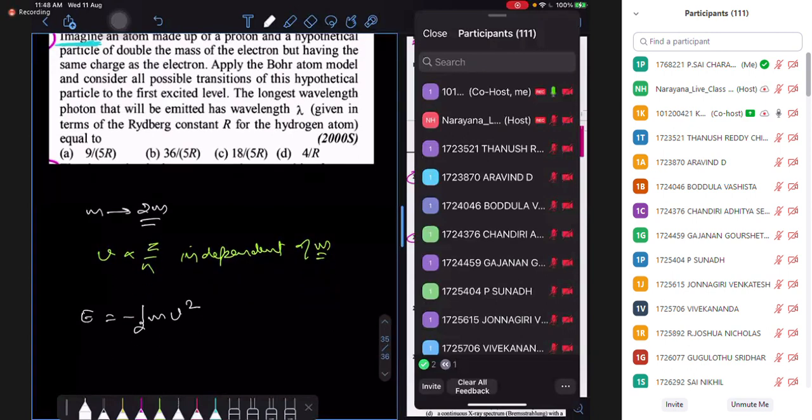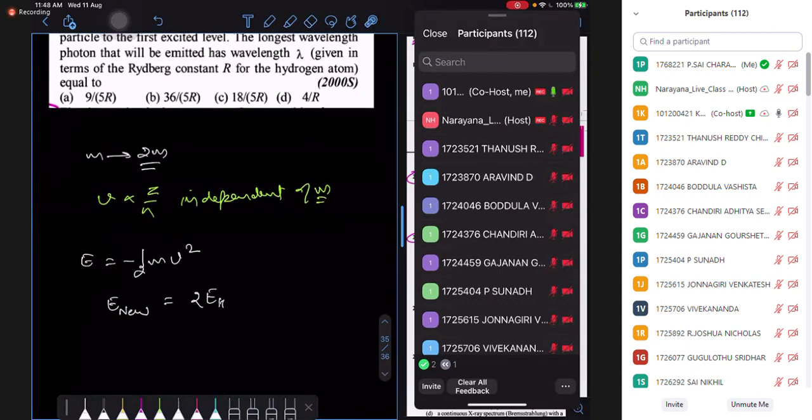So if we use this new model and compare it with hydrogen, there is a factor of 2, because the mass of the electron is doubled. Velocity is not changing with the mass, only in half mv squared this m term is going to change. So I can say in the new model, energy is double that of the hydrogen atom, right?